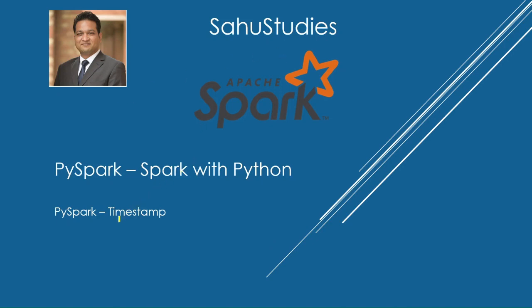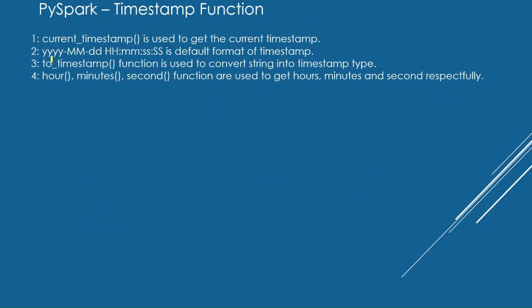In this video, I am going to talk more about how timestamp functions work in PySpark. There are a lot of functions available related to the timestamp, so we will see them one by one in this exercise. The current_timestamp function is used to get the current timestamp. This format is the default format of the timestamp. Whenever you do not define any format and use the current_timestamp function, the format will be this.